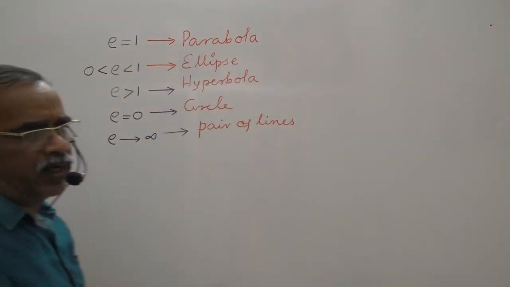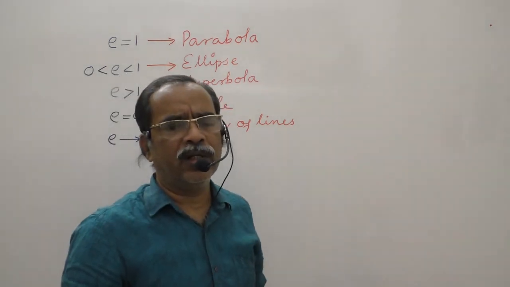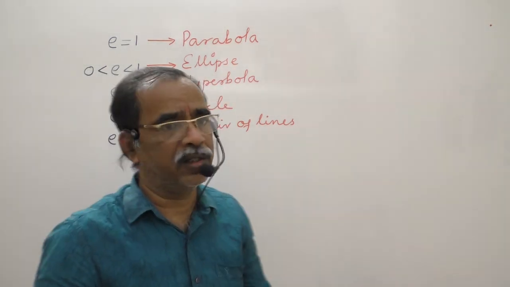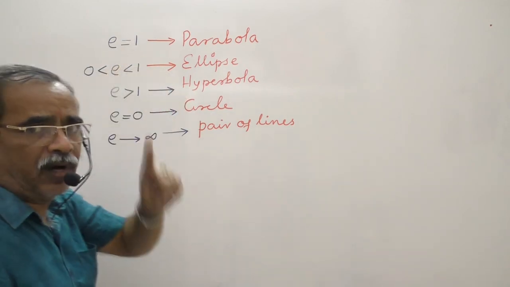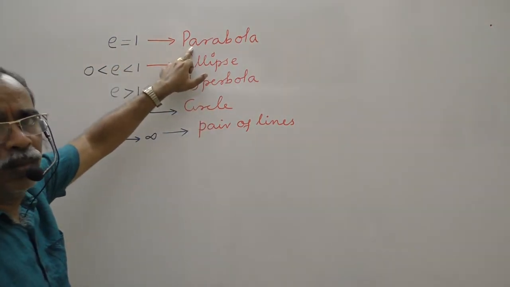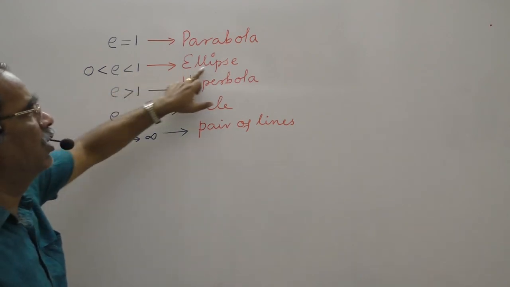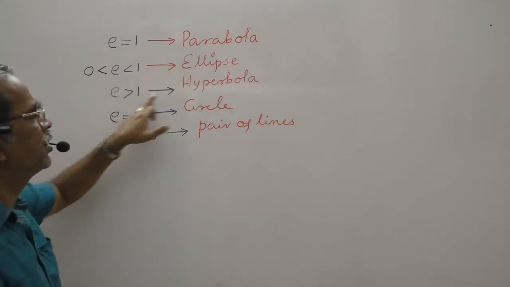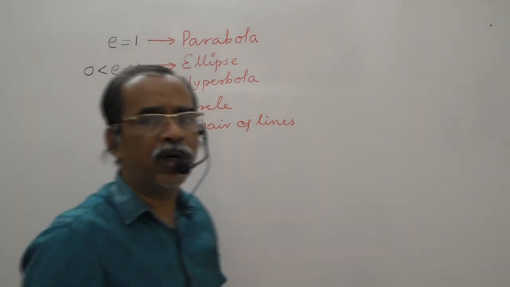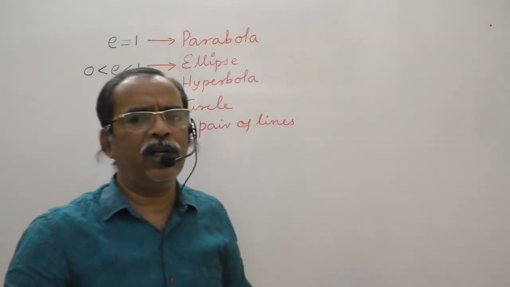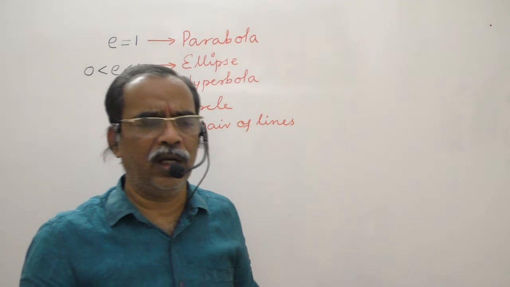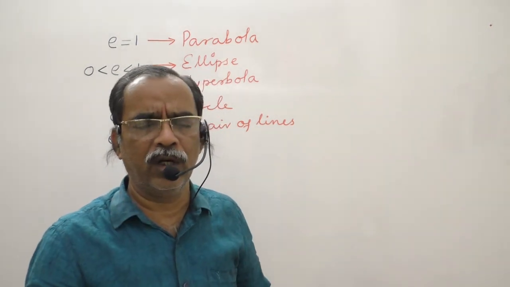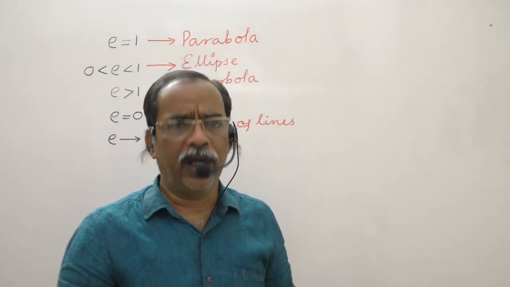So how to differentiate these three? Differentiation can be done using eccentricity. If eccentricity is 1, then the conic is a parabola. If it is less than 1, it is an ellipse. If it is greater than 1, it is a hyperbola. Of course, if E is 0, then it becomes a circle. If E is a number tending to infinity, then it is a pair of lines. So we have defined a conic and seen the different types of conics.